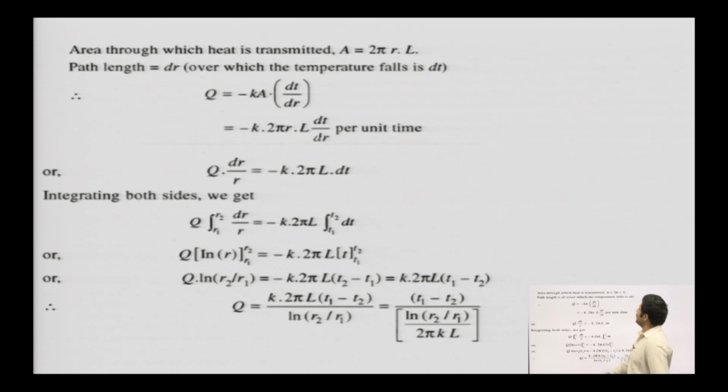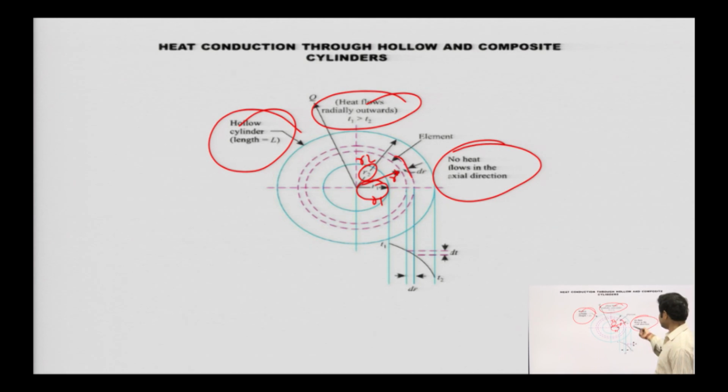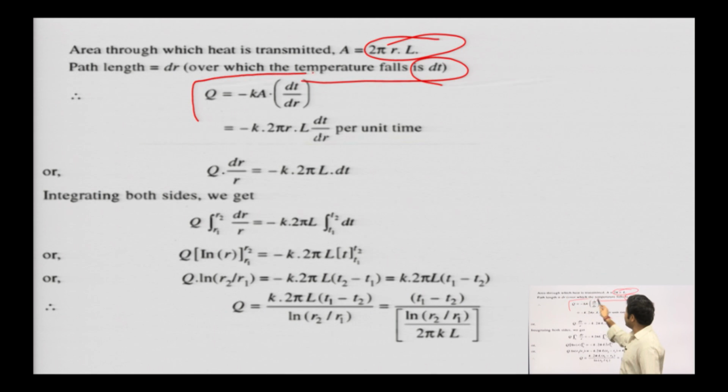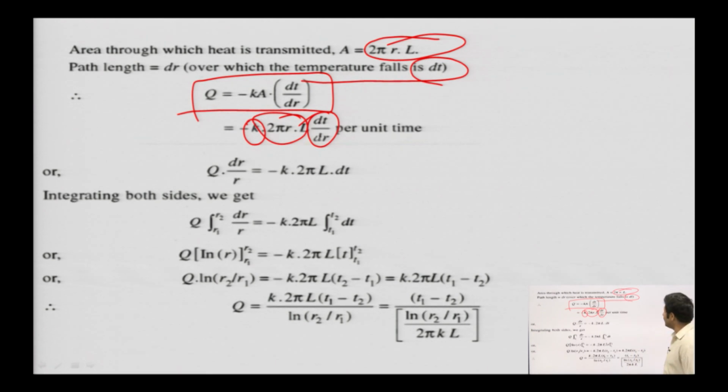Now the area through which heat is transmitted is 2 pi rL, you all know that is the surface area. The path length dr over which the temperature falls is dT. Now Q is equal to minus Ka dT by dr. As it has radii, dx is now replaced by dr. This is the area, this is the thermal conductivity, and this is basically Fourier's law of conduction. This dT by dr is the temperature gradient in the cylinder.